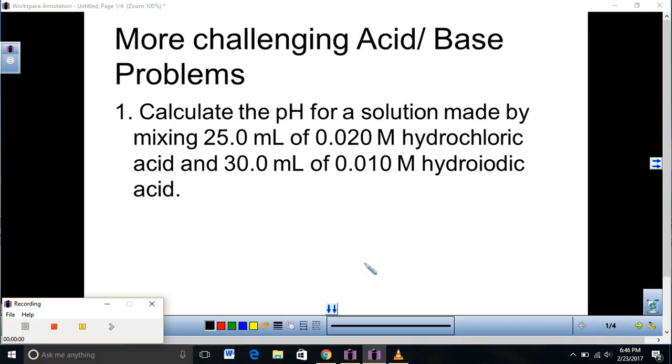Okay, today in class we did a little bit more challenging problems, and I didn't know what else to call it, so I called it more challenging acid-base problems. They're not really that hard, they're just a little bit worded different, so I just wanted to make sure you understood how to work these.